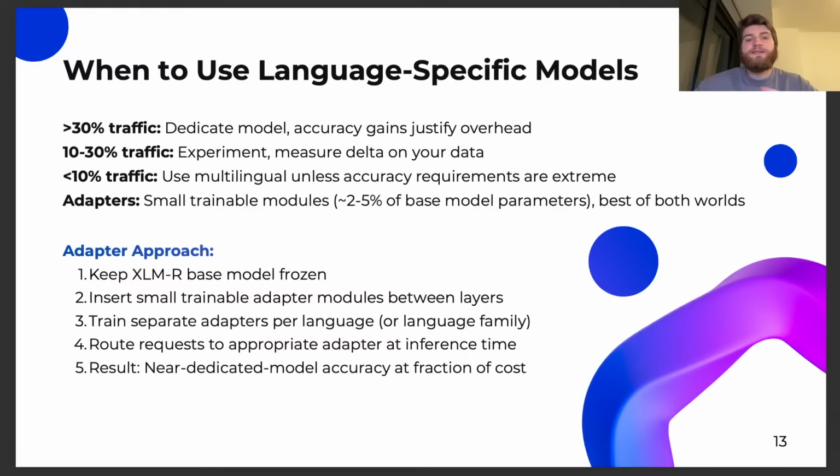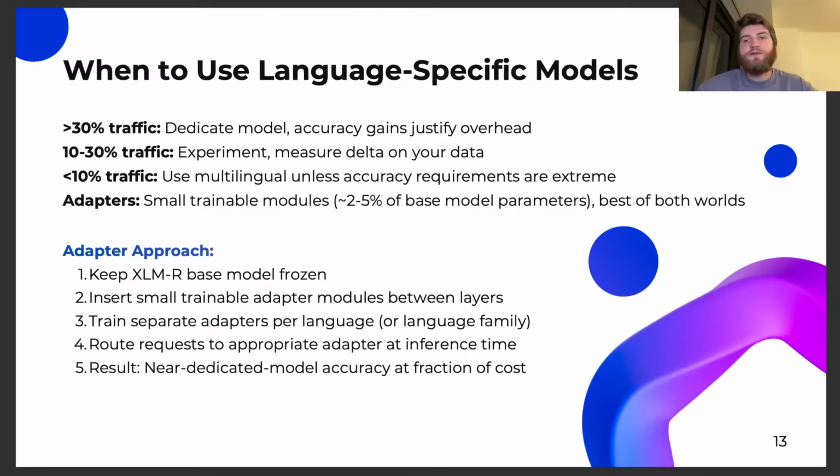So, sometimes the best optimization is not to use a multilingual model at all. Let me explain when language specific optimization makes sense. The core trade off: multilingual models are convenient because one model serves all, but they compromise and are not optimal for any single language. Language-specific models are optimal for the language, but require N models for N languages.